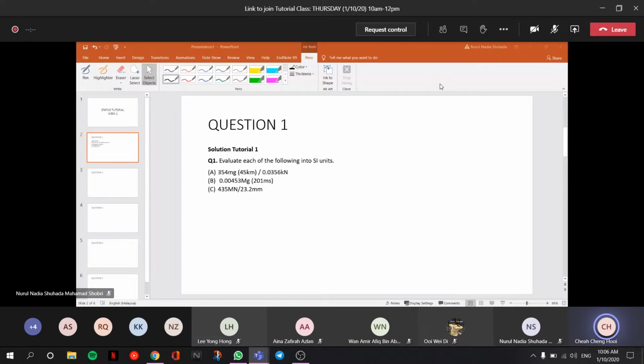Madam, what does the slash mean? That means it's divided by. Or per, the meaning of per? For example, for question 1A, it means 354 milligram times 45 kilometer divided by 0.0356 kilonewton. I see, I see. Okay, thank you, madam. Thank you. Okay.